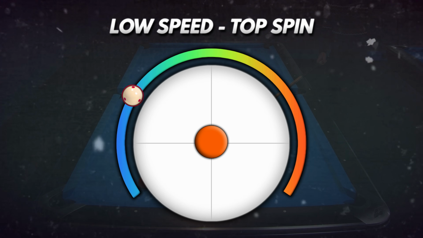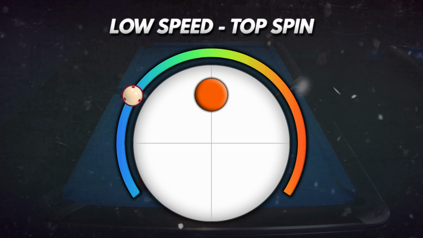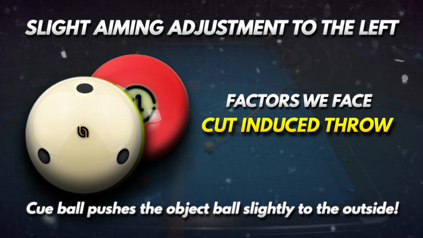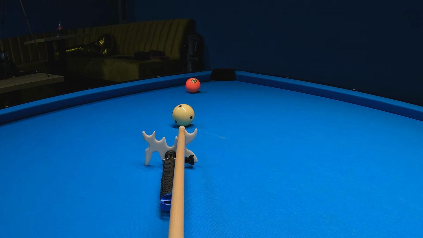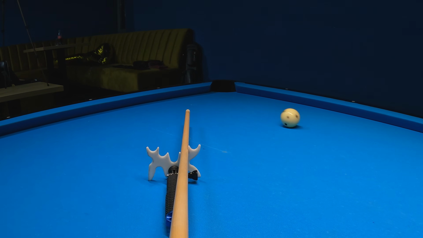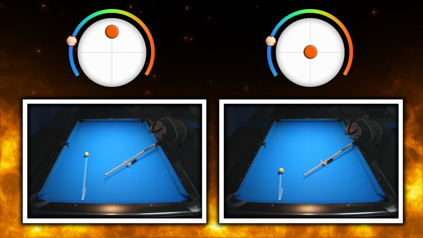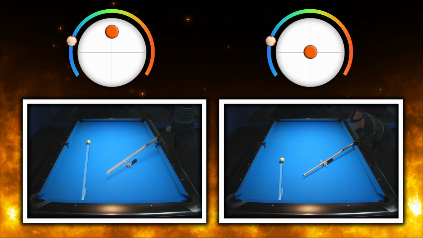Okay, and now we need to look at what will happen if we apply top spin and use low speed. Because we are using low speed, we still need to slightly change aiming to the left. And when we compare this shot to the one when I used center ball, then we can see that the cue ball is just going further due to applied topspin.